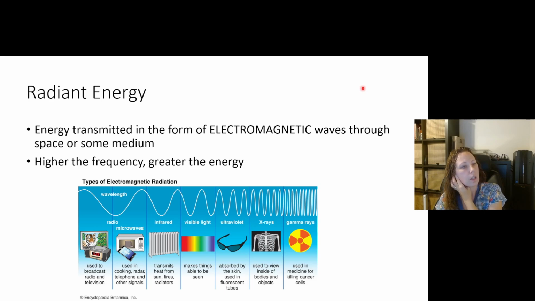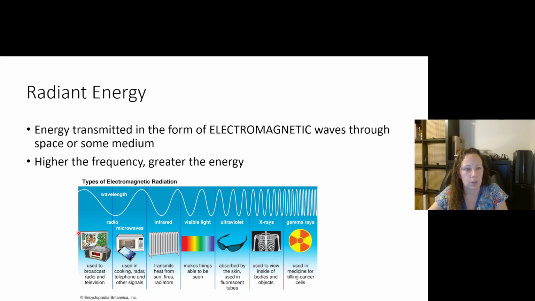Radiant energy is energy transmitted in the form of electromagnetic waves through some space or medium. So the key thing here is that it's electromagnetic waves. You're going to see another waves in a minute. That's not electromagnetic, and it's a different kind of energy. So the higher the frequency in radiant energy, the greater the energy. Now, what I mean by frequency, let's just say that these lines represent time. They're actually just separating out the types of energy, but let's say they represent time.